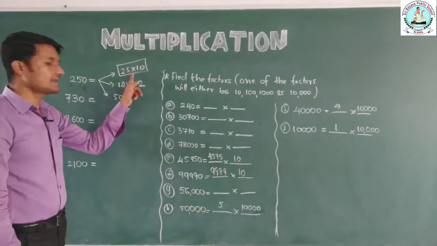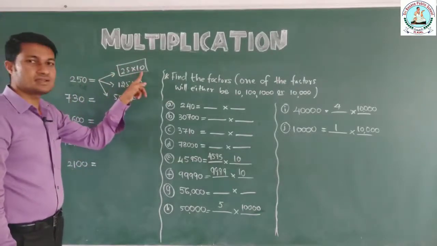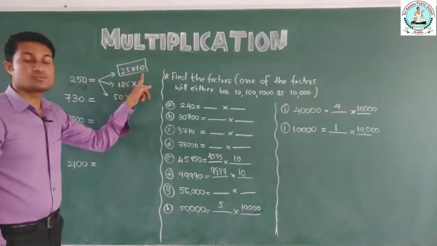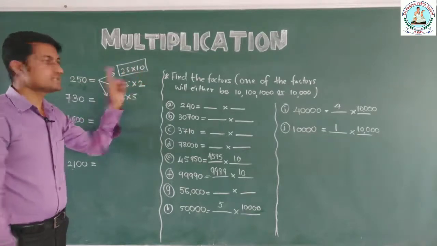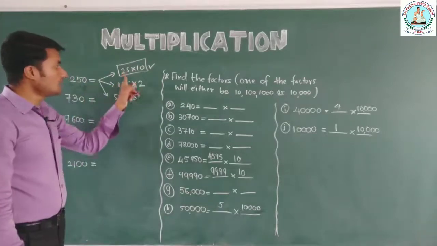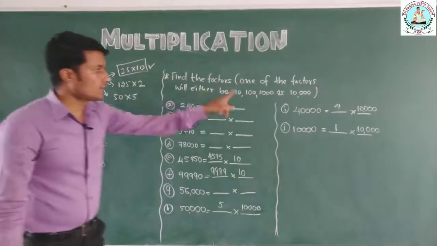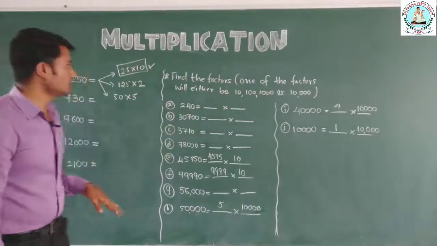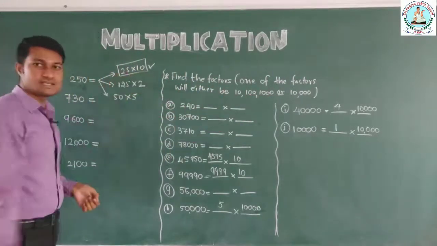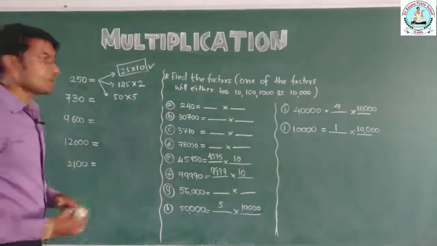So by this we can easily say that in 250, how many 10 rupees notes are there? 25 10 rupees notes are there in 250. So that is why this is the best method to express a number as the product of two factors, where one of the factors is either 10, 100, 1000, 10,000. So what is the best way? This is the best way. So similarly we can express the remaining numbers in the same fashion.